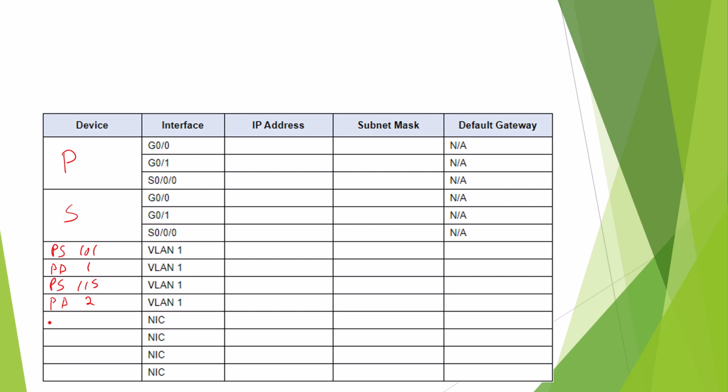So this will be PS 101, 87, PD 1, 11. So I'm grabbing this from the network chart, and I'm trying to be as consistent as possible with the way that we did our addressing. 23.